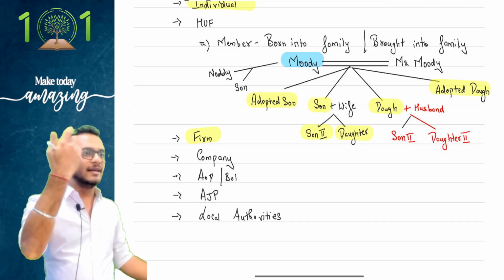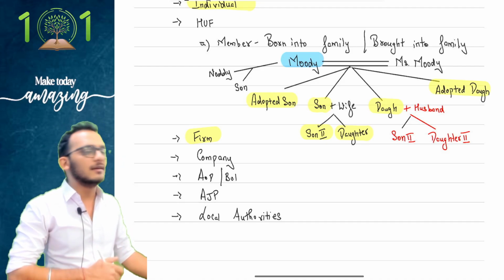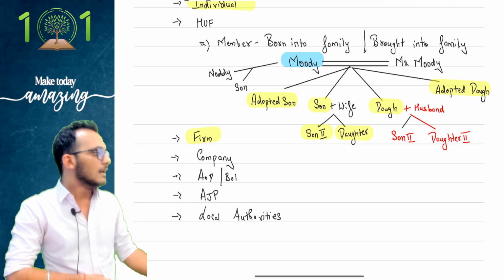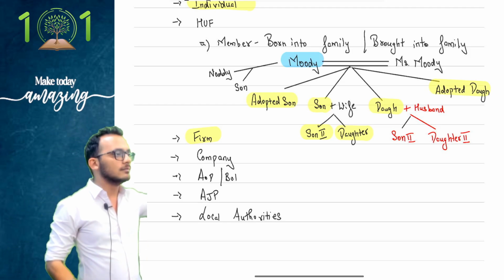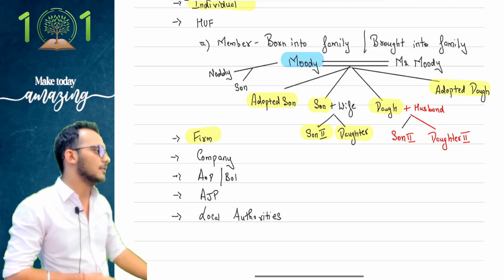At CA Final level, they'll say individual is not important. They'll say I've already learned it at inter level, so we don't need to learn it at final level. At final level, the attention will go to the other persons.